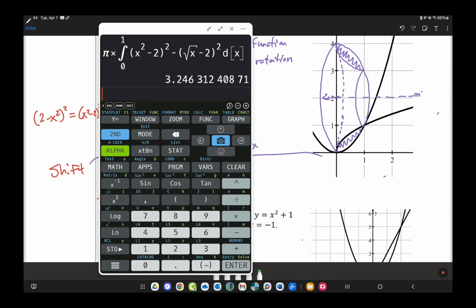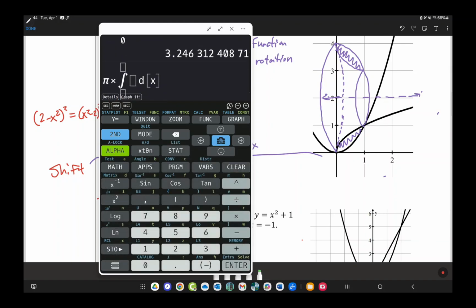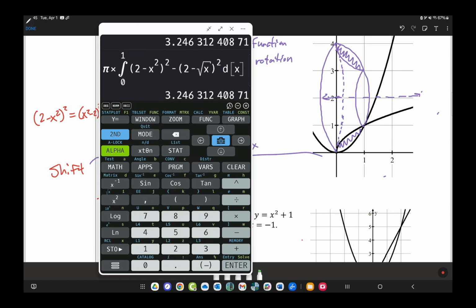All right. So second pi times the integral from 0 to 1 of (2 minus x squared) squared minus (2 minus the square root of x) squared. So yeah, same answer. So there's my volume, 3.246.